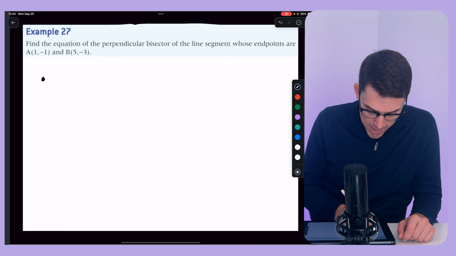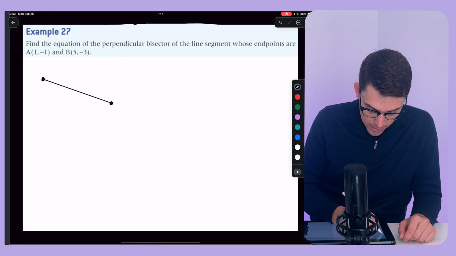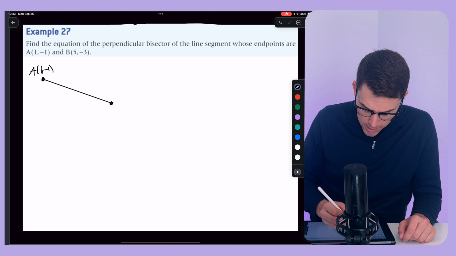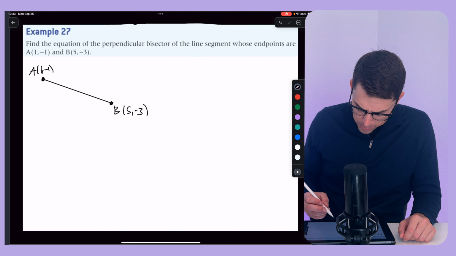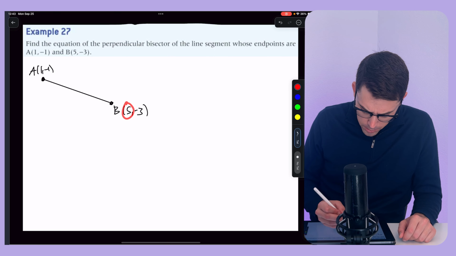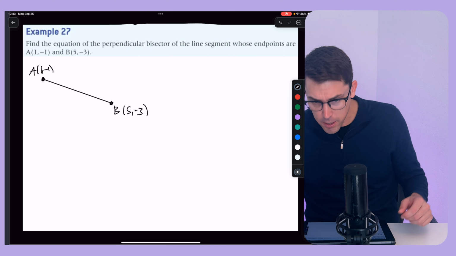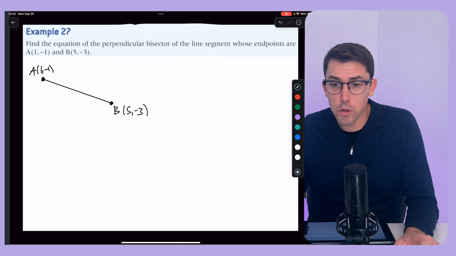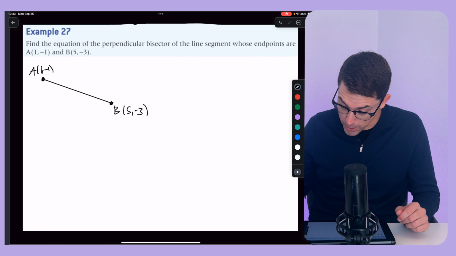And again, it doesn't have to be anything too technical, but let's go ahead and just say that I have A at (1, -1), and I have B at (5, -3). It's relative because 5 is going to be a little bit further to the right of 1, and -3 is going to be a little bit below -1. There we go. So it's about right. And I want to know the equation of the perpendicular bisector for this line. So how do I go about doing that?